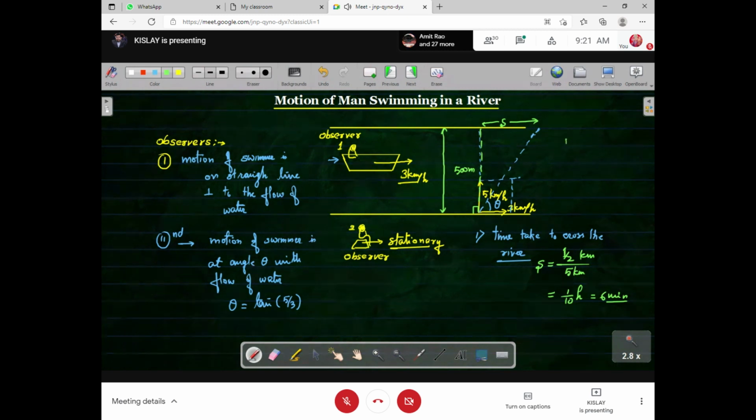You can deal the motion along y axis separately and motion along x axis separately. When the motions are perpendicular to each other, then we can separate the motion and deal separately. So here this person is moving in this direction with the speed of 5 km per hour, and in this direction, due to the flow of water, it is flowing with 3 km per hour.